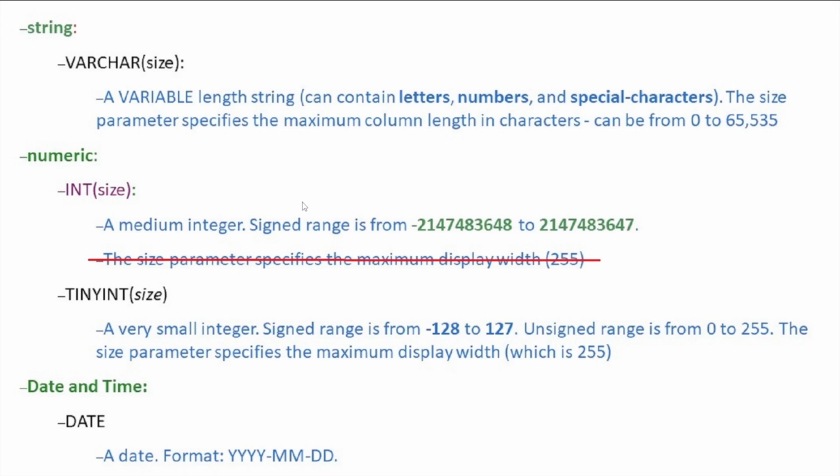And if you want to add a record for any numeric value, you can use int. The size parameter is deprecated, so you can define the value from negative this value to this value, and you can use tinyint. This data type is used for, say, a Boolean concept. If you want to retrieve the data for true or false, you can represent true or false in terms of 0 and 1. And then we have date. The format of the date would be year, month, and date.